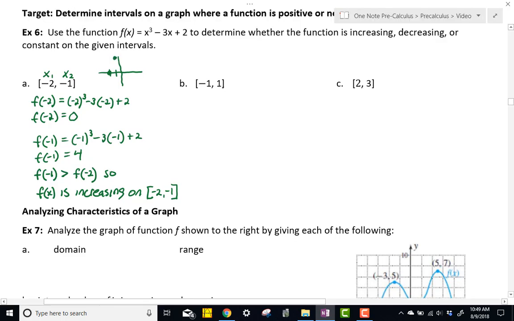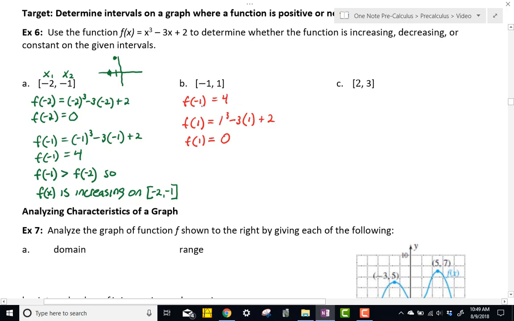All right, -1 to 1. Are we increasing from -1 to 1 or decreasing? Now, here's the nice thing. We've already done f of -1 on the left side over here. So we know that f of -1 is equal to 4. All we've got to do is figure out what f of 1 is. F of 1 is going to be 1 cubed minus 3 times 1 plus 2. So 1 minus 3 is -2, plus 2. Is this 0 again? We're back at 0? I guess we are.